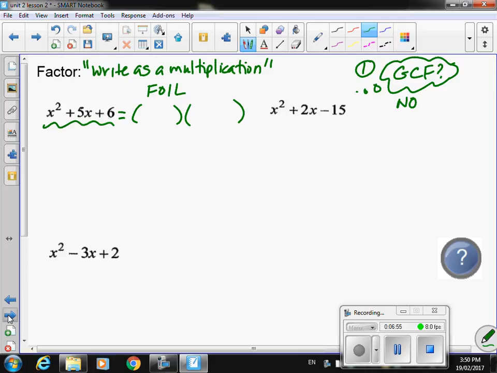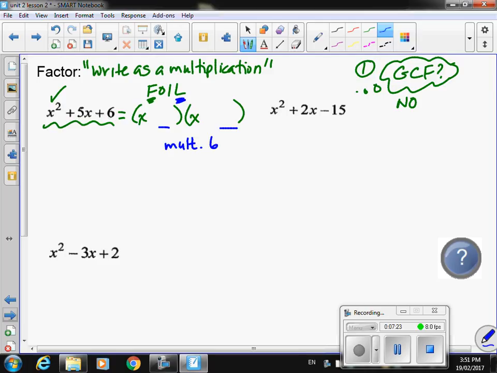Well, I know at the beginning of both of those brackets, for my firsts, I need an x and an x. X times x is x squared. Check. And I'm going to skip the middle 2 for just a moment. I know I need 2 numbers here and here that are going to multiply to give me my last. Those 2 numbers would have to multiply to give me 6.